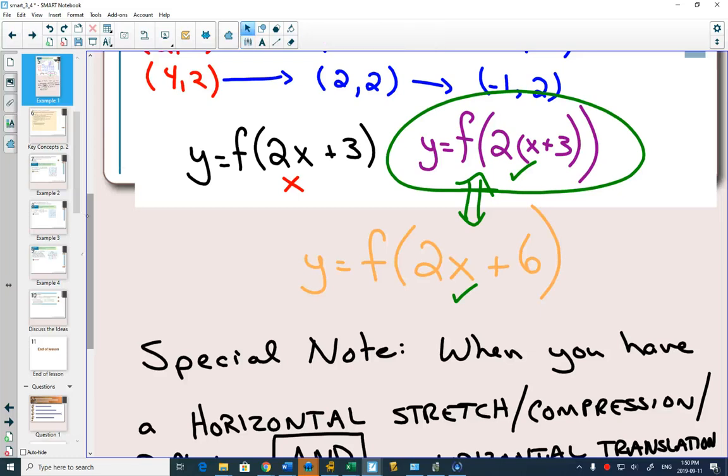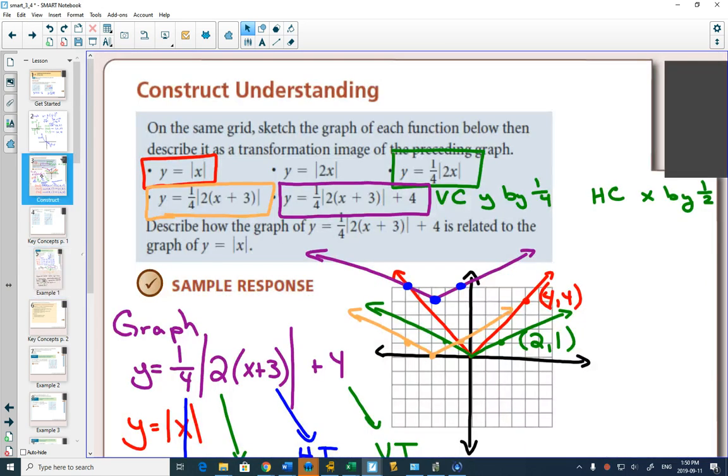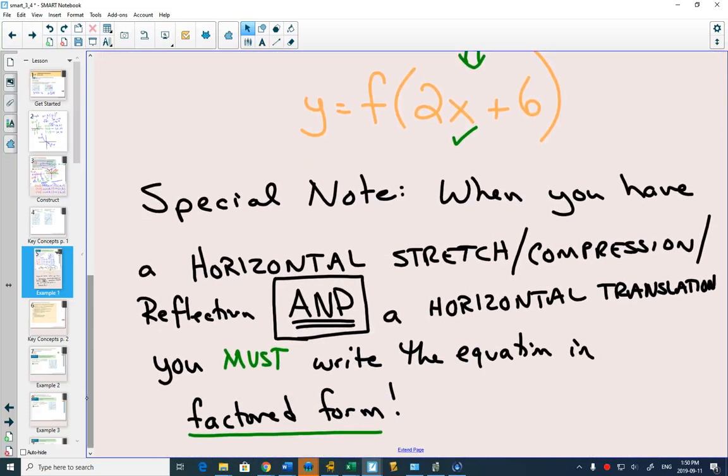If you look at the very first example that we did right at the beginning of class, see it was written in factored form. The 2 was separate from the brackets. Okay? This comes up so often. They give you the equation and it's not factored, and you have to factor it first before you figure out the translations. And it's something that is so easy to forget.